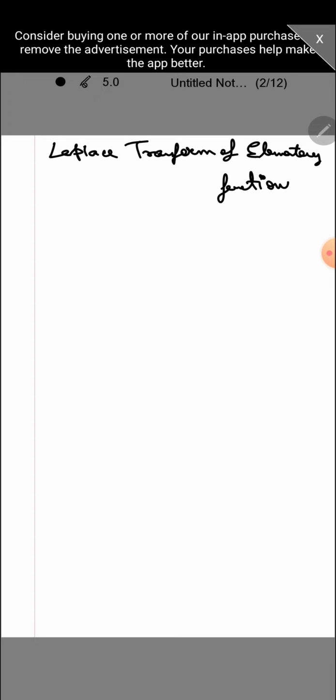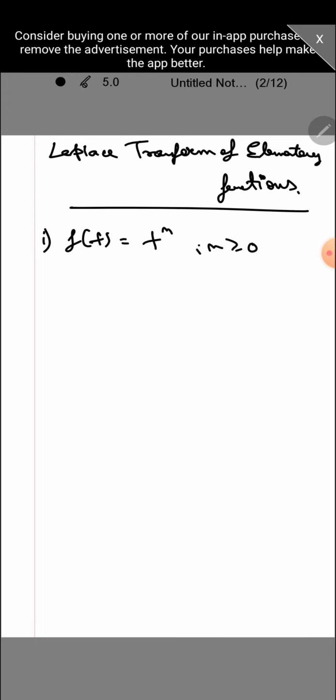So Laplace transform of elementary functions. Clear? Laplace transform of elementary functions. So the first function in our list is f(t) equals t to the power n, where n is greater than or equal to 0. Okay, so its Laplace transform must be equal to integration 0 to infinity e to the power minus st t to the power n dt.